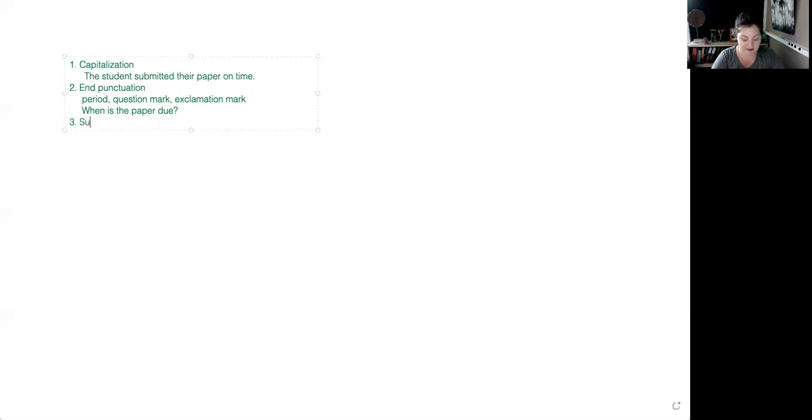The third element the complete sentence needs is the subject. Who or what? For example, in the sentence, the paper is due by noon. We still have the capital letter at the beginning, the period at the end, and we have the subject. That's a noun or a pronoun. In this case, the paper. The sentence is about the paper.